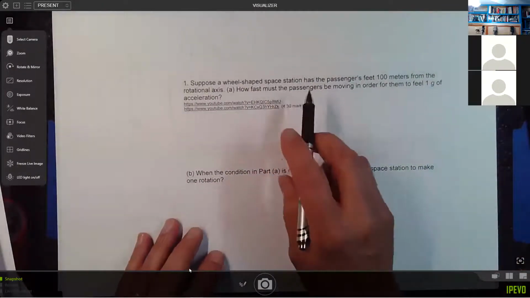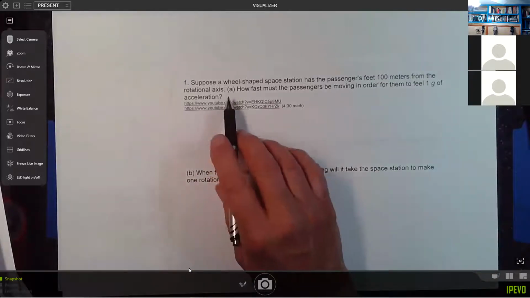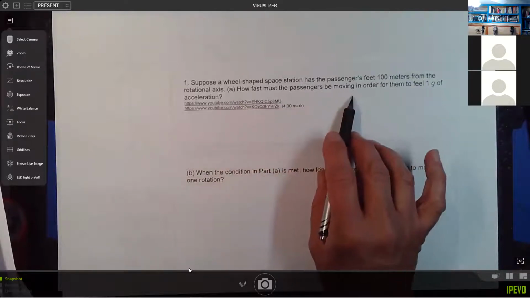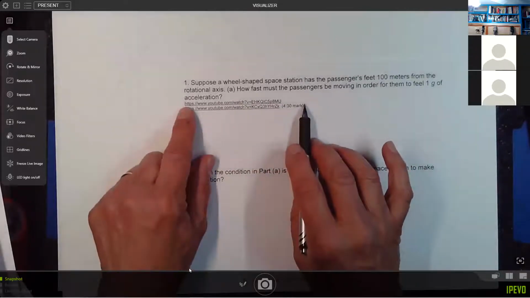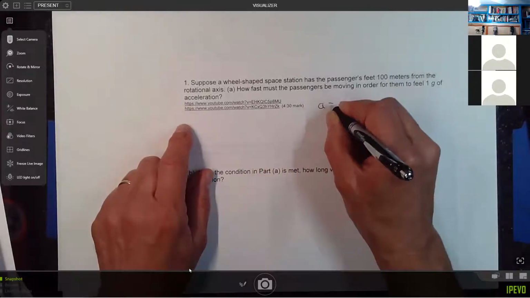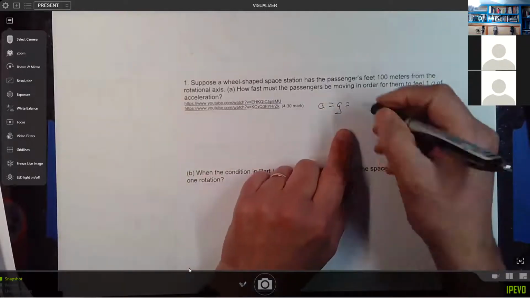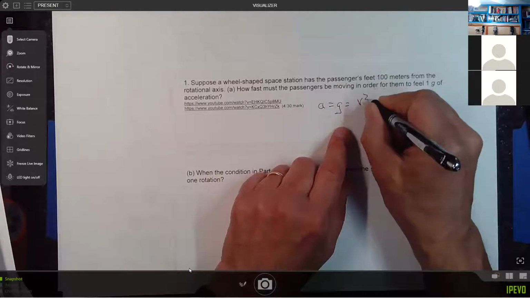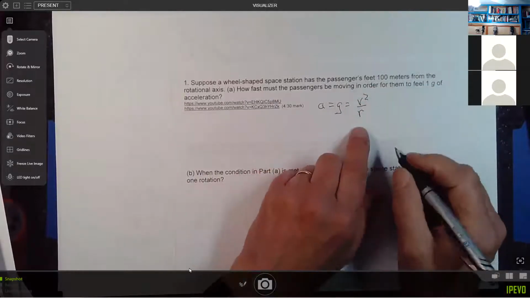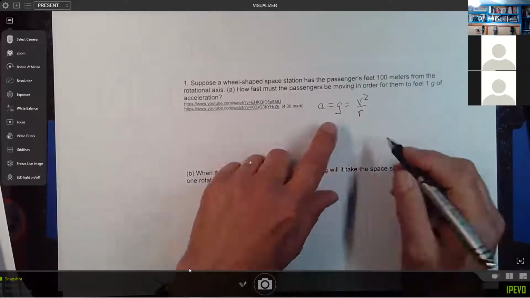Suppose a wheel-shaped space station has the passenger's feet 100 meters from the rotational axis. How fast must the passengers be moving in order for them to feel 1 g of acceleration? Well, this means that the acceleration they experience is equal to g, but the acceleration they experience is v squared over r. And we're given that r is 100 meters.